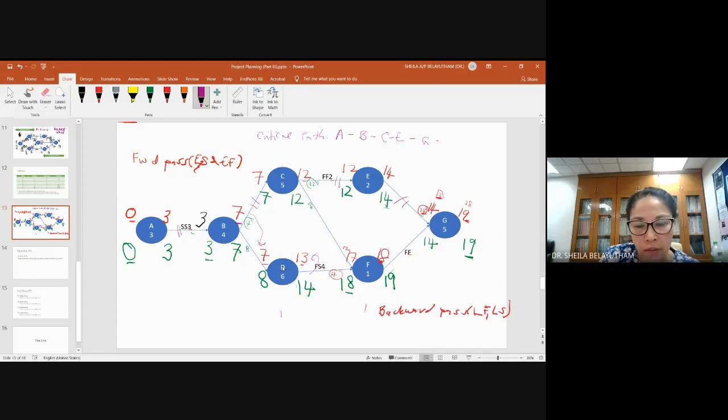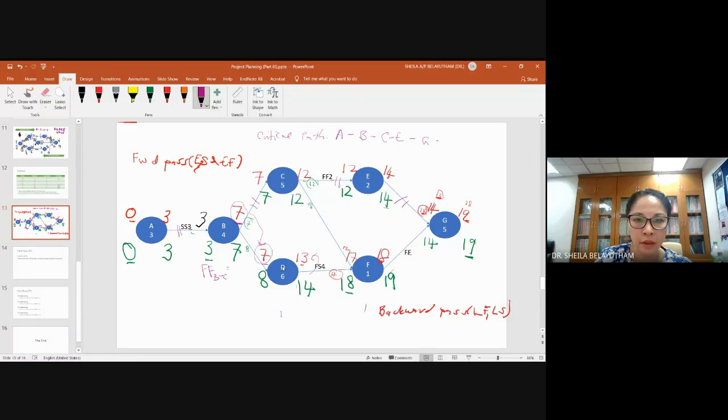If it's start to start, your calculation of free float will be early start of the next activity minus early start of the current activity. So for example, I'm finding the free float for activity B to activity C.